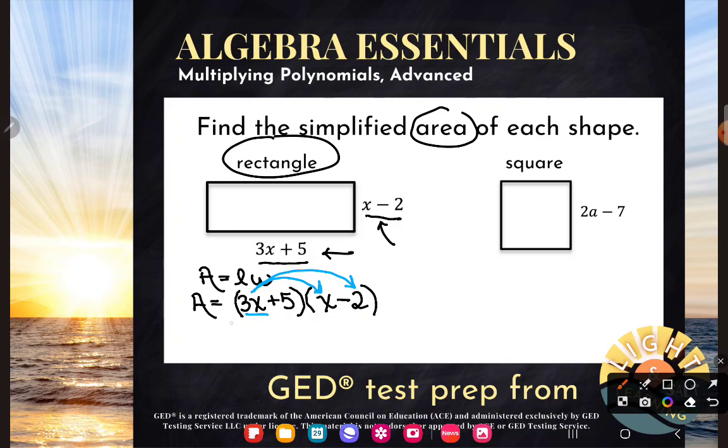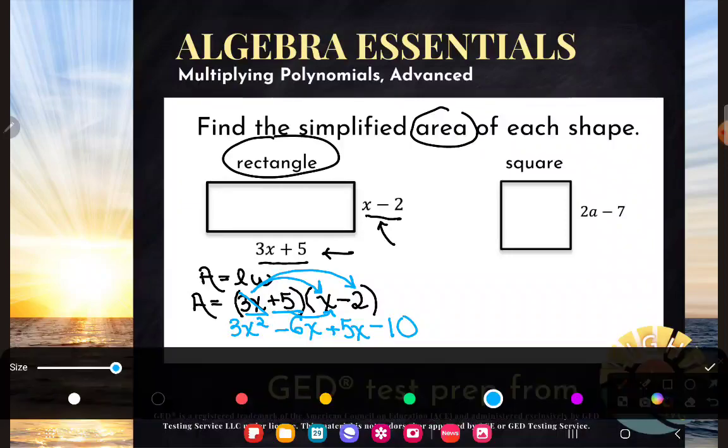3x times x is 3x squared. 3x times negative 2 is negative 6x. And now we're done passing out 3x, but it's time to pass out positive 5. Positive 5 times x is positive 5x. And positive 5 times negative 2 is negative 10. And now I did that multiplying.